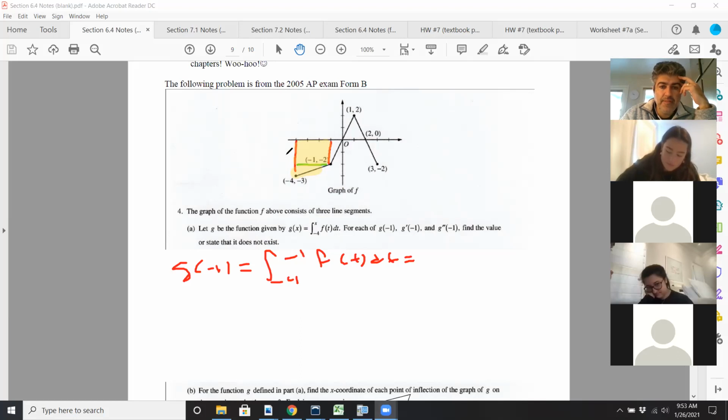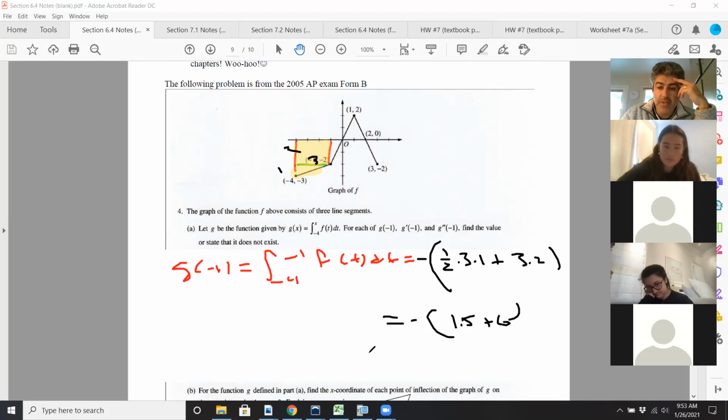So this area here, obviously, the triangle, this is 3, and that's 1. Remember, the whole thing's gonna be negative because all of it's below the x-axis, so it's 1/2 times your base times height for the triangle part. And then you got a rectangle, that's 3 by 2. So that's 1.5 plus 6. Yeah, should be -7.5. So please be careful with your work here. Good. Okay. -7.5. So that's pretty easy.